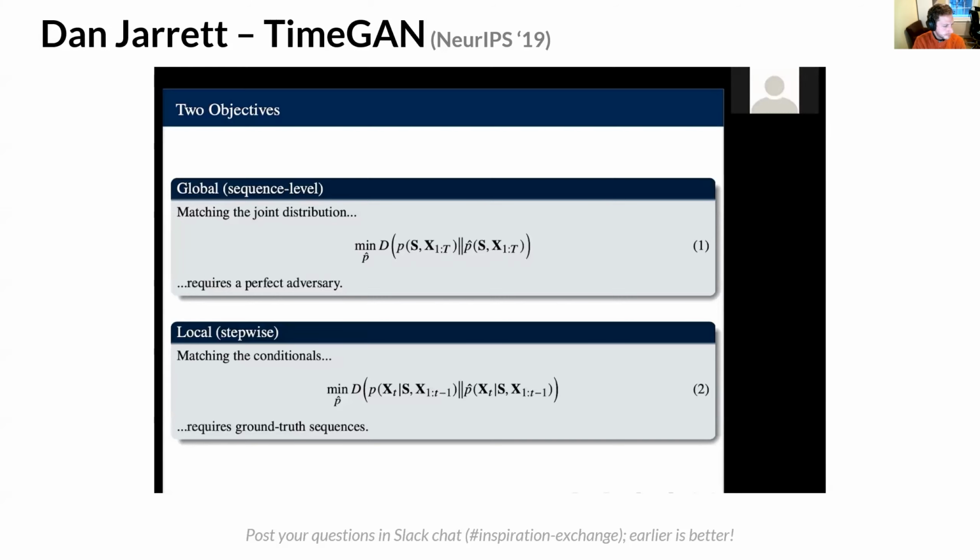So we'll add the local stepwise objective of matching the conditional distributions. This is much easier, right? And we know how to do this. Just use a supervised loss and you get the KL divergence interpretation. All we need is access to ground truth sequences to train on, which we, of course, do have.